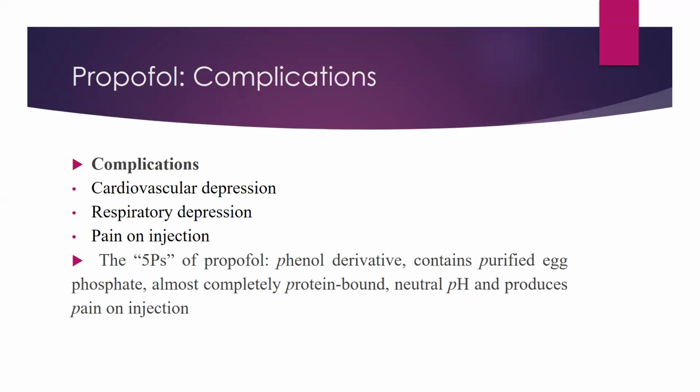So my mnemonic for propofol is the 5 P's of propofol: a phenol derivative, contains purified egg phosphatide, almost completely protein bound, about 98%, has a neutral pH, and produces pain on injection. So if you just remember the 5 P's of propofol, you are good to go.